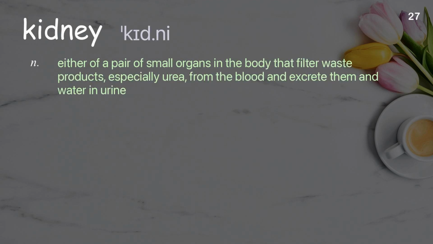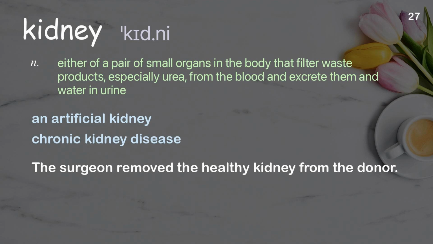Kidney. Either of a pair of small organs in the body that filter waste products, especially urea, from the blood and excrete them and water in urine. Examples: An artificial kidney. Chronic kidney disease. The surgeon removed the healthy kidney from the donor.